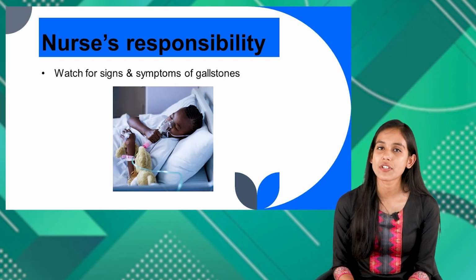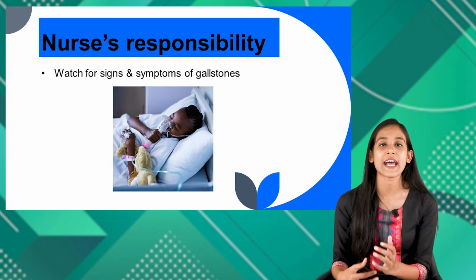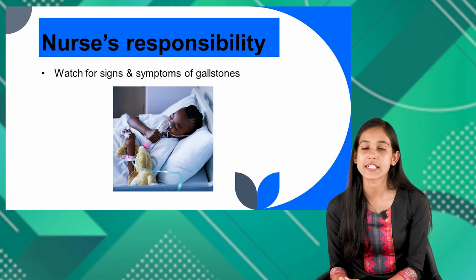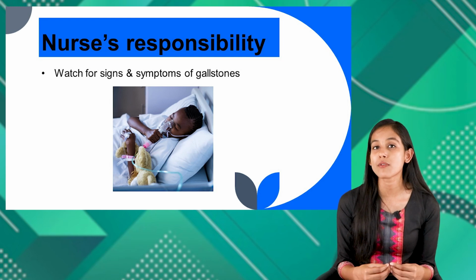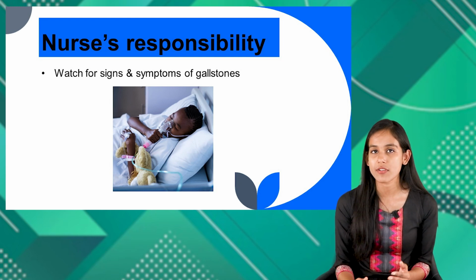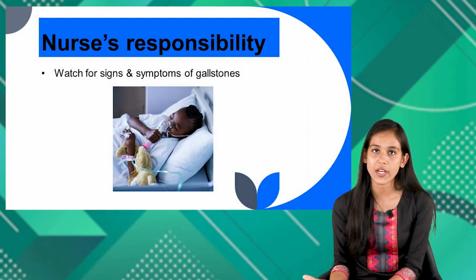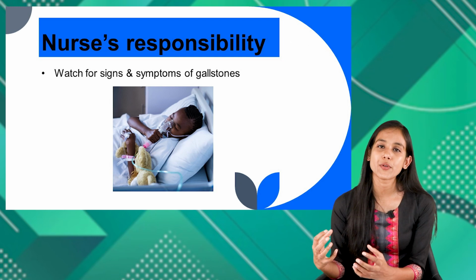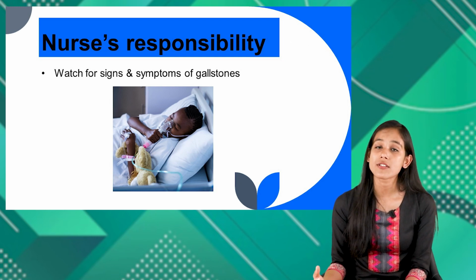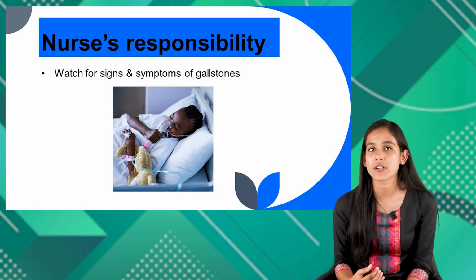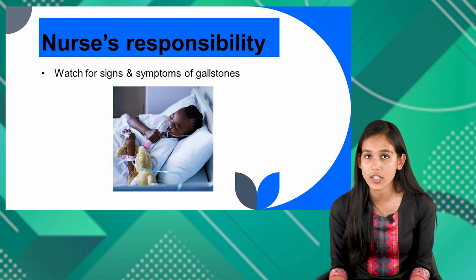Next, we should also watch for signs and symptoms of gallstones. Now, why gallstones? Because there is rapid destruction of the RBCs, and when there is destruction of RBCs, bilirubin would be produced, right? So the gallbladder would try to make stone out of it. So there would be gallstones also. So we have to make sure that we watch the signs and symptoms for gallstones.